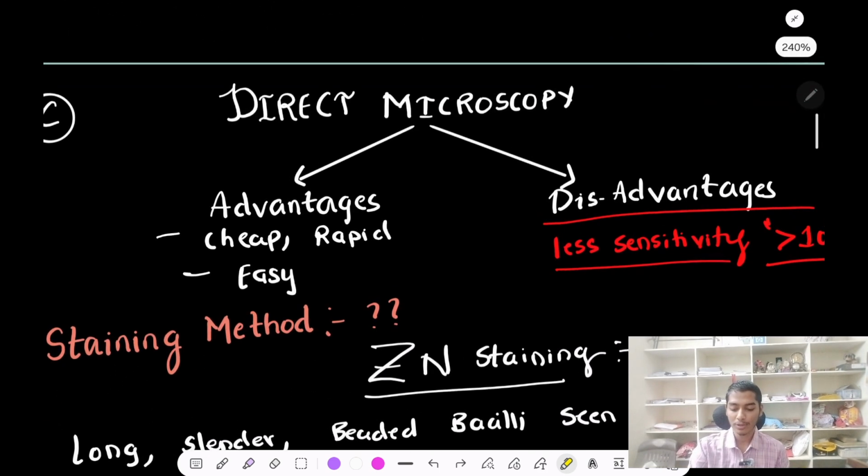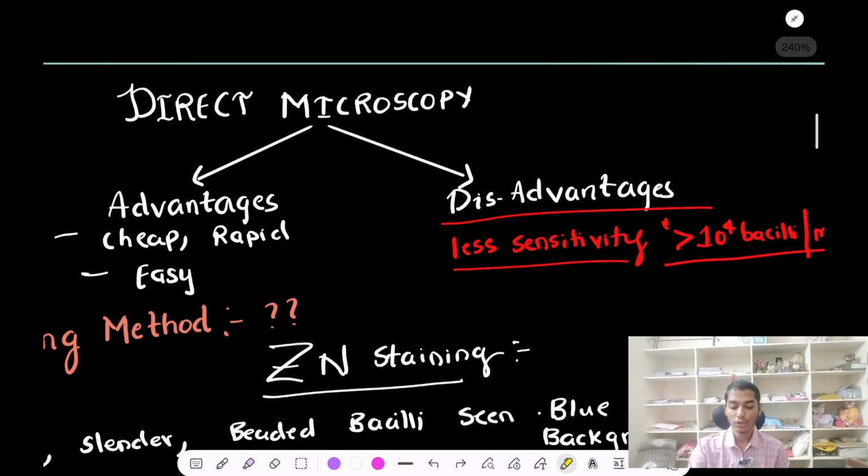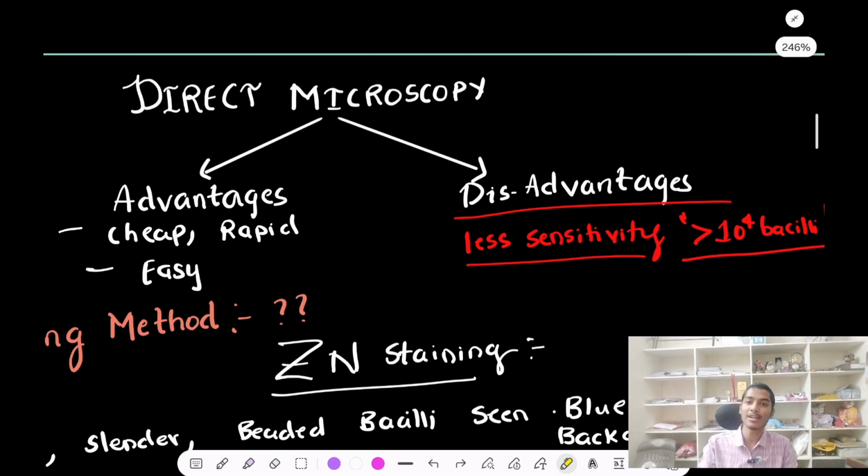Now let us discuss the direct microscopy that we have. What is the advantage of direct microscopy? It is cheap, rapid, and easy to perform. See, even undergraduate second year students like us are able to perform the ZN staining, right? In our microbiology practicals, we perform the ZN stain. It is so easy to perform. So the advantages are that it is cheap, rapid, and easy to perform.